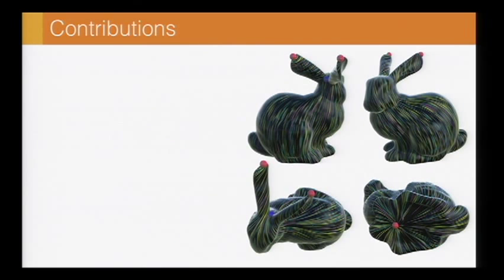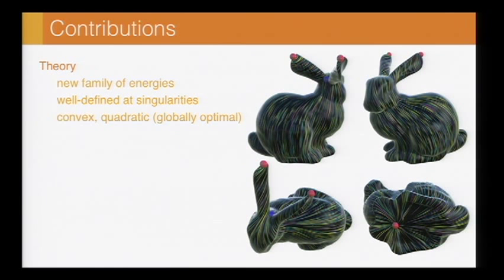So what are we going to do about this? From a theory side, we're going to introduce some new energies, which are well defined even for solutions with singularities. And most importantly, they're all convex and quadratic. So again, we can easily find the globally optimal solution. These energies are geometry aware, so they capture things like the tips of the ears on this bunny. And we can optionally align with things like principal curvatures.